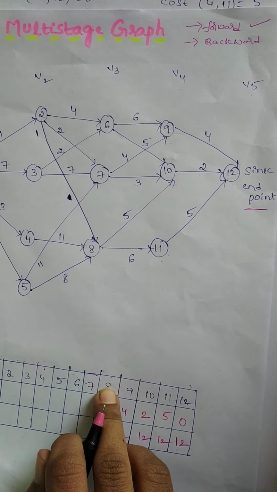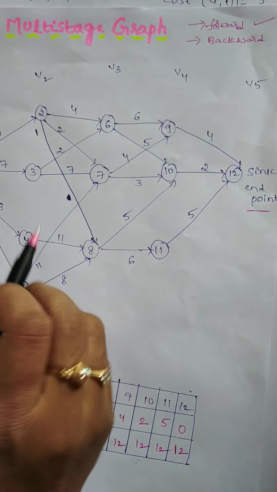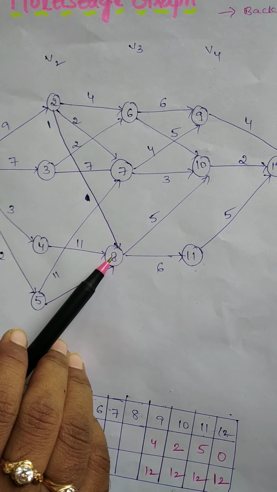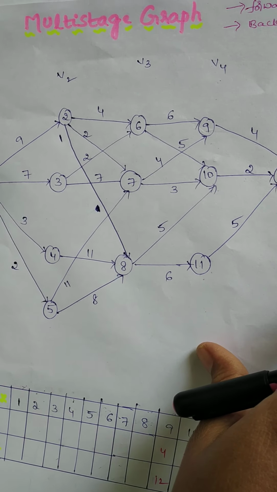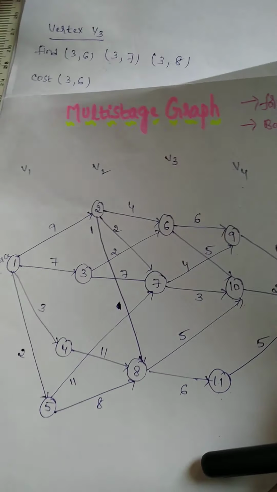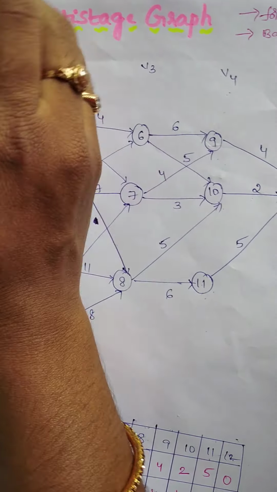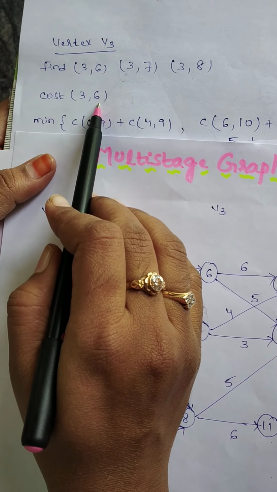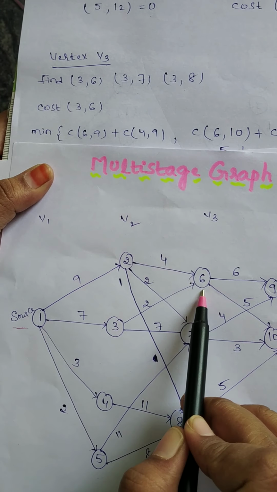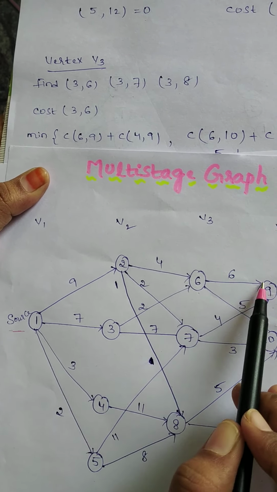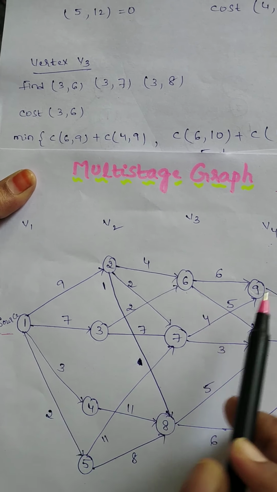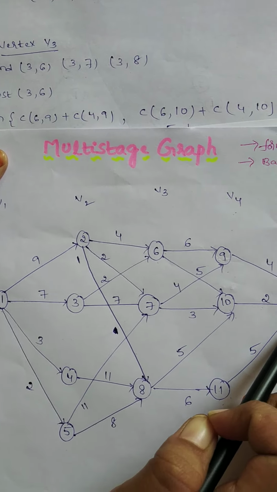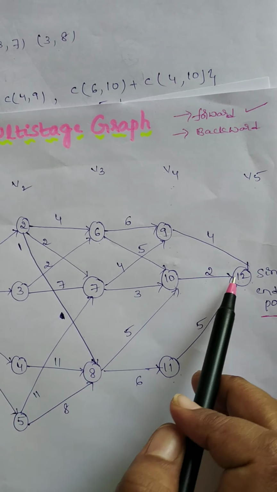Next find vertex V3. Vertex 3 has the values 3 comma 6, 3 comma 7, and 3 comma 8. First we find 3 comma 6. Here it goes to two points: 6 to 9 is one route, and another route is 6 to 10. First we find 6 to 9 and 9 to 12, next we go 6 to 10 and 10 to 12.